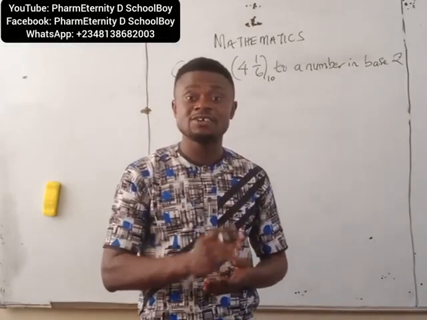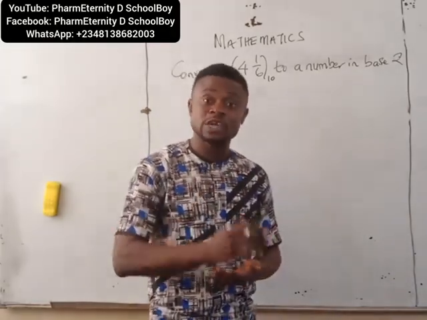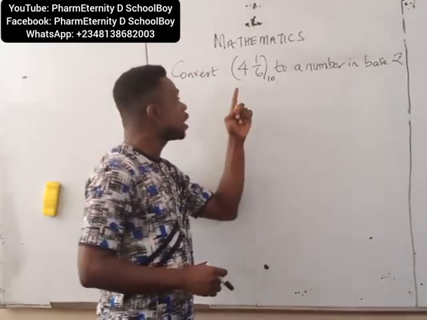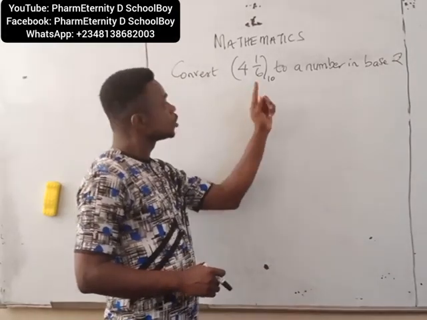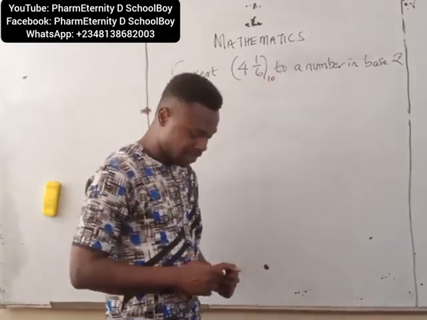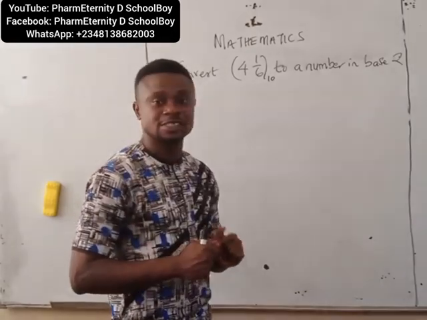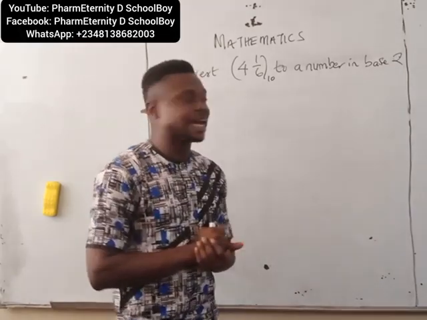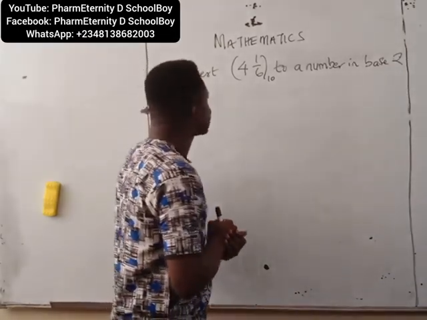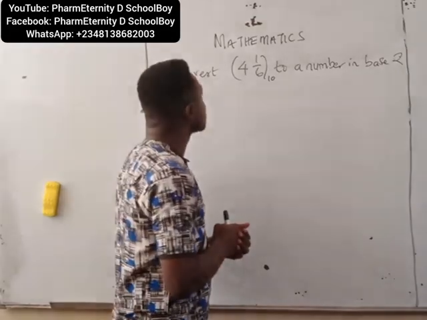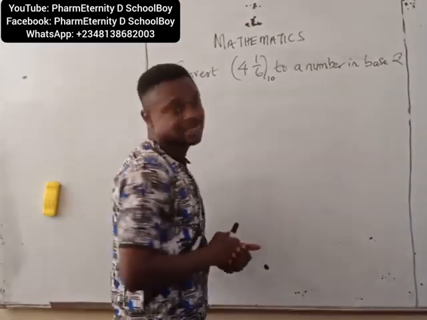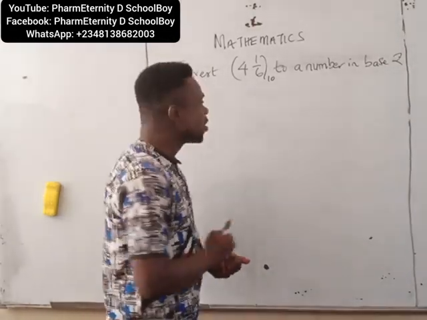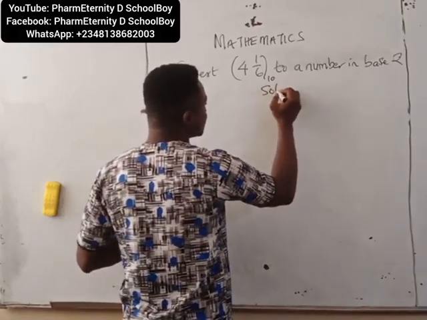Today we are going to take a look at mathematics and we have a question on the board. The question says, convert 4 whole number 1/6 in base 10 to a number in base 2. Actually, this question was sent to me by one of my colleagues and I found it necessary to solve it, make a video of it, and share for those that may be in need of it. Alright, let's go. Solution.